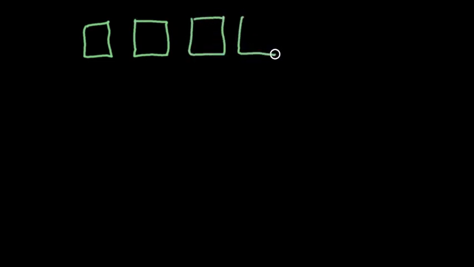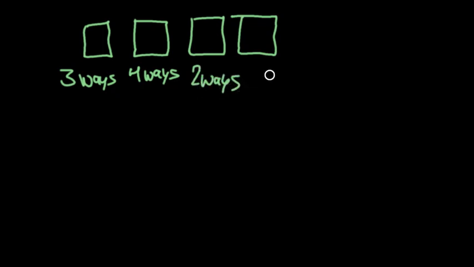Let's say you have some spots to fill, and these spots look like rectangles, kind of marshmallow-looking spots. Let's say you have 4 spots to fill, and maybe there are 3 ways to fill the first slot, 4 ways to fill the second slot, 2 ways for the third, and 6 ways for the last one. Then we ask that central question: how many different ways can we do that?